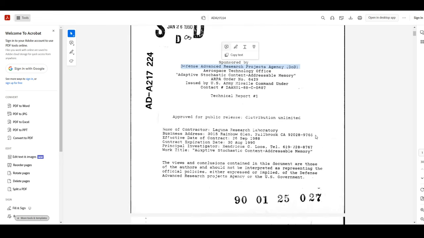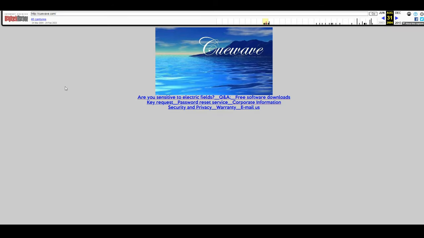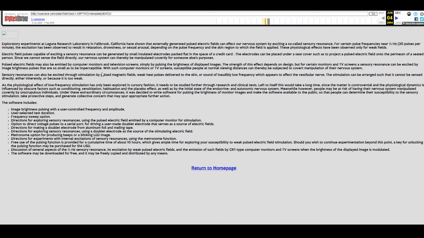Let's circle back to that company again, Q-Wave. What is it, and what did it do? Well, according to Internet Archives, the company had a rudimentary website where it sold a piece of software. That software, priced in at $14, was apparently a sort of at-home testing version of the patented concept.